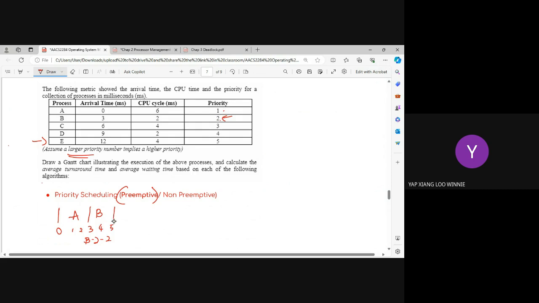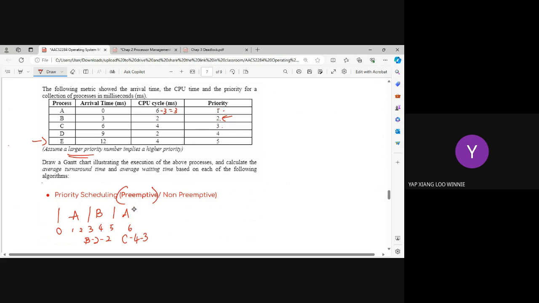Now B is done, and don't forget at this 5th millisecond, the C process is not here. You still have your A, which already executed for 3 millisecond, so you have 3 left, right? So we continue with A. Now execute for 1 millisecond, which is 6. Your C comes in with a CPU cycle of 4, priority of 3. So 1 versus 3, 3 is bigger.